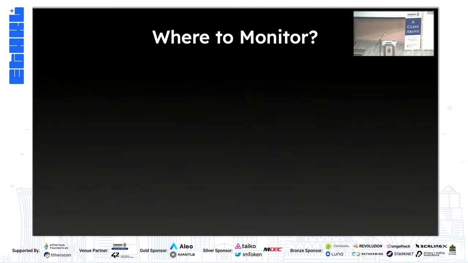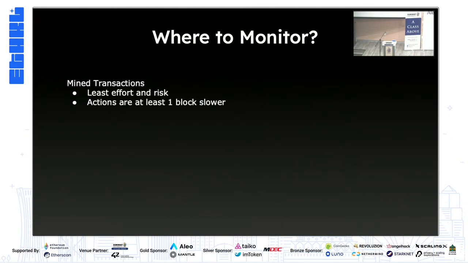And so where do you monitor? There are only two places, right? One is the public mempool, and one are confirmed transactions. If you look at transactions that are mined or confirmed, this takes the least amount of effort, the least risk. But if you're trying to be the fastest, trying to send your order as fast as possible, this might not be ideal for you because all your actions are at least one block slower than the previous trade. You only know after the fact.